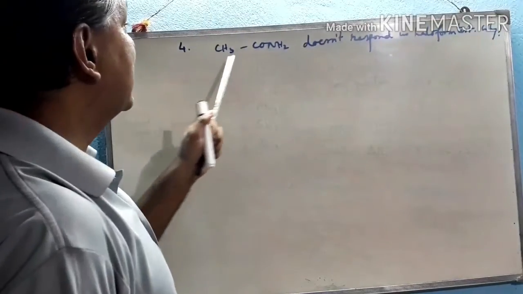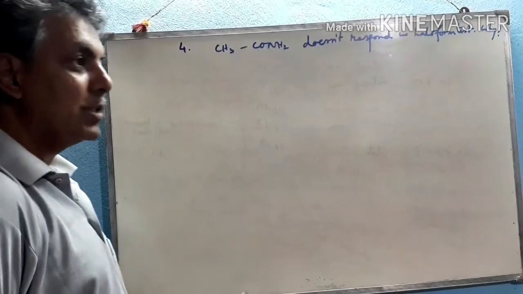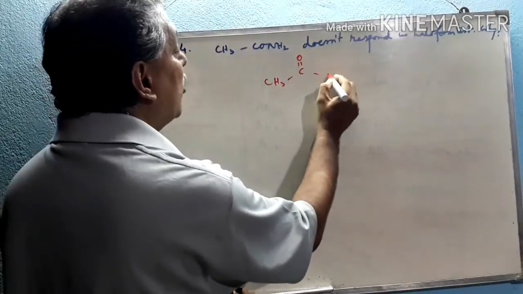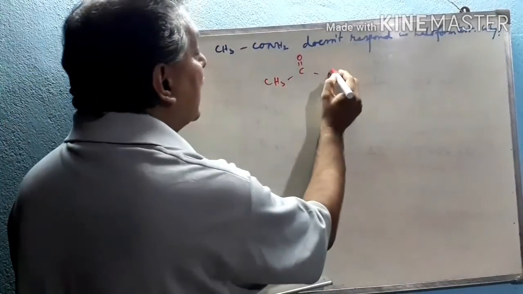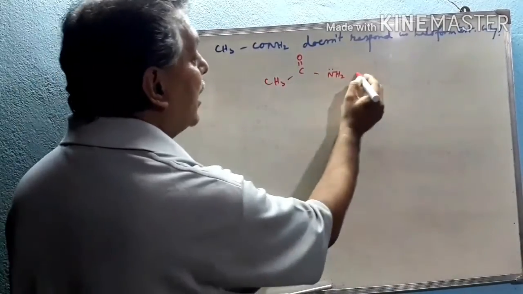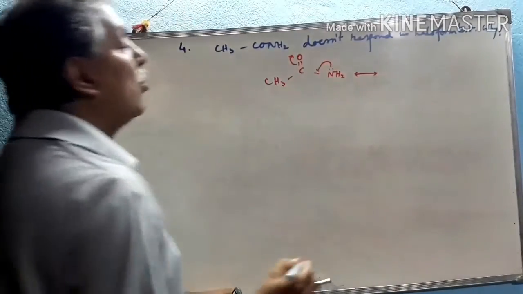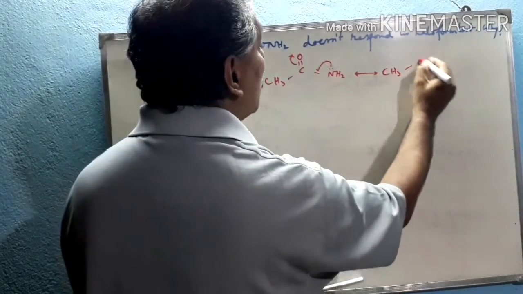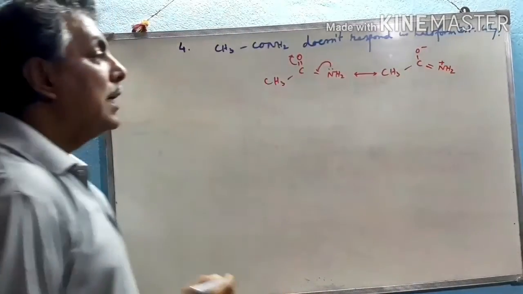Question number 4: CH3CONH2, which is called acetamide, doesn't respond in the haloform test. Why? We know that compounds which contain the CH3CO group respond in the haloform test. But here the NH2 group is attached to the CH3CO group, which contains a lone pair on the nitrogen atom and undergoes a resonating structure with the carbonyl group of the acetamide, and hence the structure shows somewhat deactivating effect towards the C=O group.